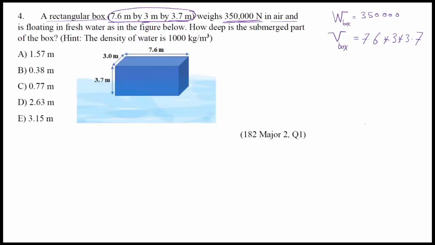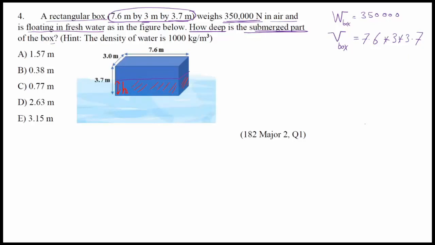And it is floating in fresh water, as in the figure below. How deep is the submerged part of the box? So part of the box is submerged inside the water. I need to know how deep this part is in the water.